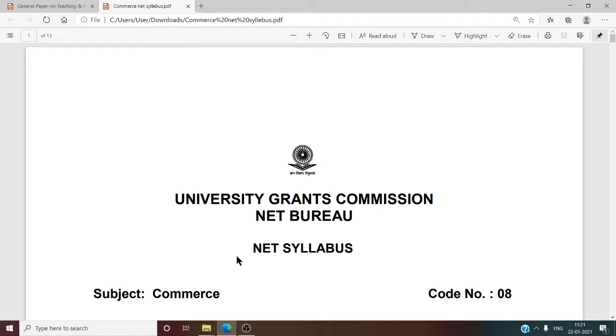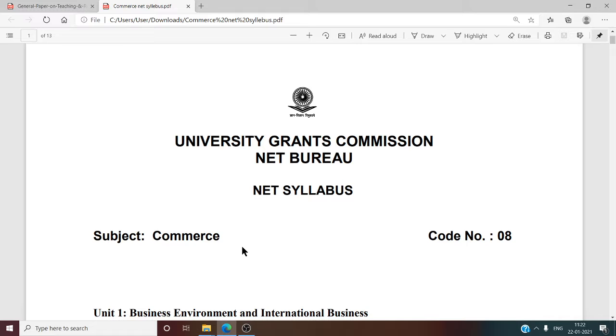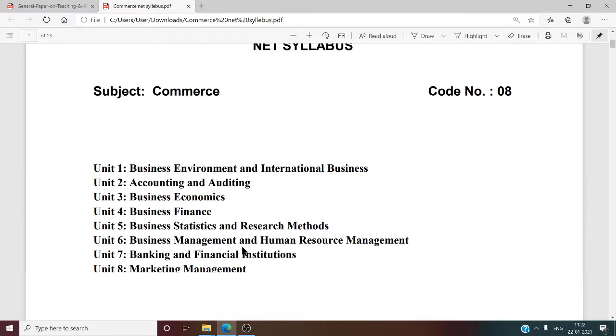So now today we are going to discuss the commerce paper of the UGC Net examination and what the syllabus of the commerce paper is, that is code number 8. Let us see. In the commerce paper there are 10 chapters or 10 units.